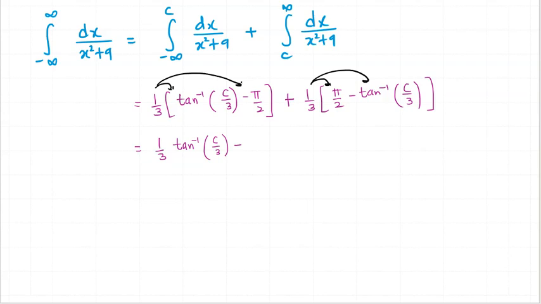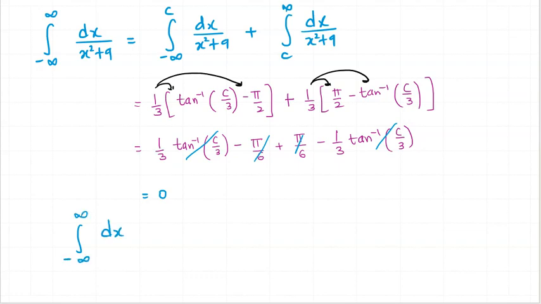we get minus pi over 6 plus pi over 6, and minus 1 over 3 tan inverse of c over 3. So what you can see here, 1 over 3 tan inverse of c over 3 cancels with this, pi by 6 cancels with this. So we get the value as 0. So we can say that integral minus infinity to infinity dx over x squared plus 9 is 0.